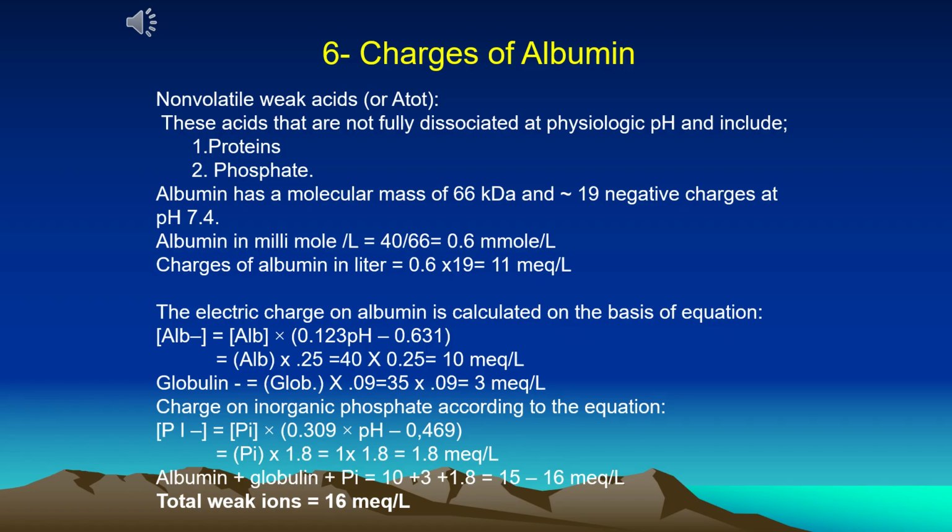Now, let's quantify albumin's contribution. With a molecular mass of 66 kDa, albumin carries about 19 negative charges at a pH of 7.4. If we do the math for a typical plasma albumin of 40 grams per liter, that converts to about 0.6 millimoles per liter. Multiplying by its 19 charges, we get approximately 11 milliequivalents per liter of negative charge.